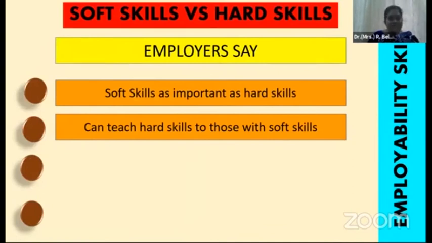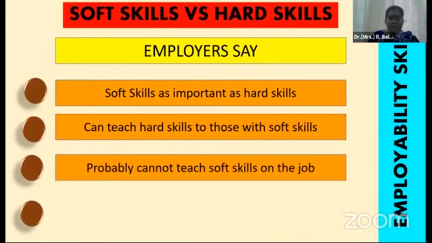You can teach hard skills to those with soft skills. Probably cannot teach soft skills on the job. At work, after I hire you, you'll keep fighting in the group, in the team. Then I'll say, stop fighting, settling disputes itself becomes my big job. I'm sorry, I'm going into the vernacular also. It is so very common for a teacher to move into the vernacular sometimes. I'm sorry. Okay, so probably cannot teach soft skills on the job.